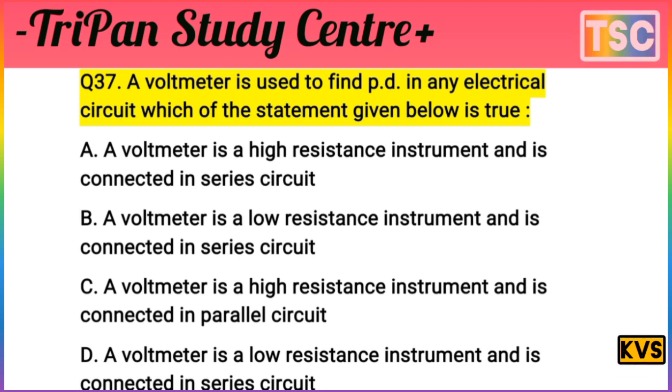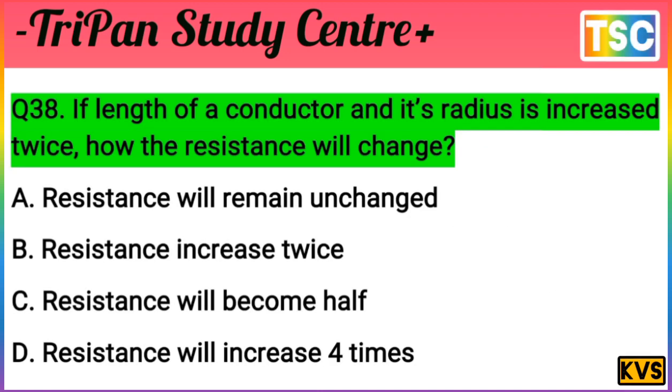A voltmeter is a high resistance instrument and is connected in a parallel circuit. That's right. Option C is the correct answer here. Let's see the next question on your screen.